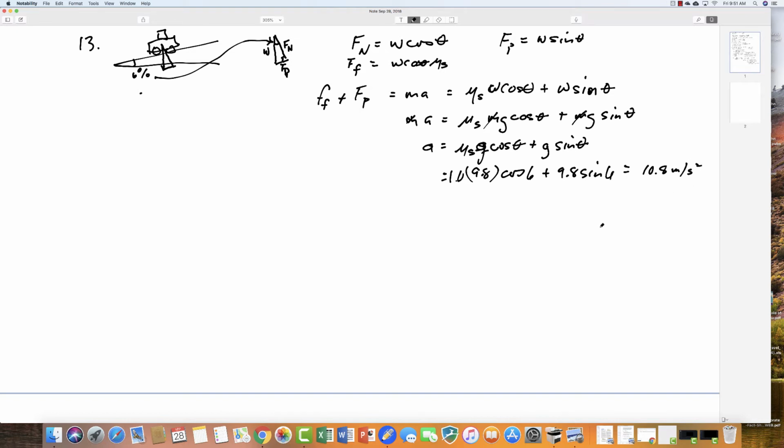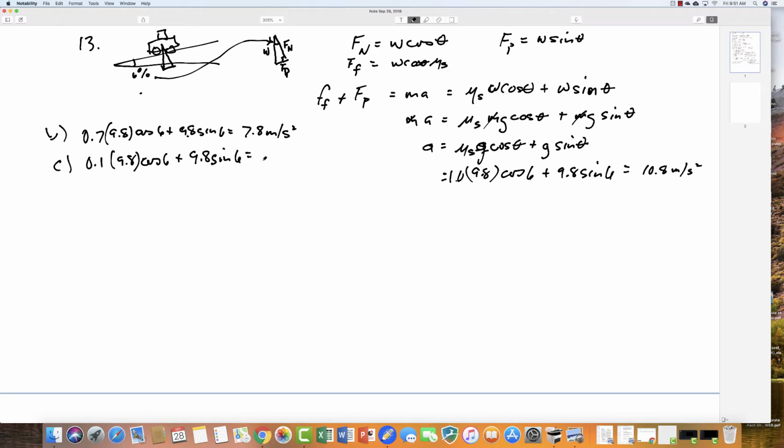And then the next two parts are very straightforward. All you do is substitute different coefficients of static friction. In the second case, it's 0.7 times 9.8 cosine 6 degrees plus 9.8 sine 6 degrees. In that case, it turns out to be 7.8 meters per second squared. And in the third case, you have 0.1 times 9.8 cosine 6 degrees plus 9.8 sine 6 degrees. And you add that together and you get 2.0 meters per second squared.